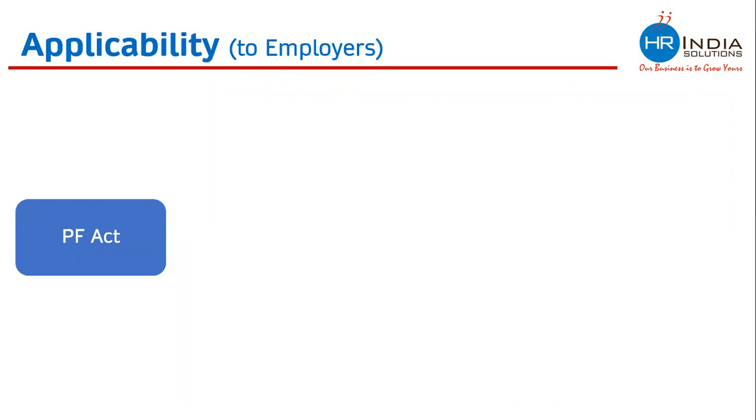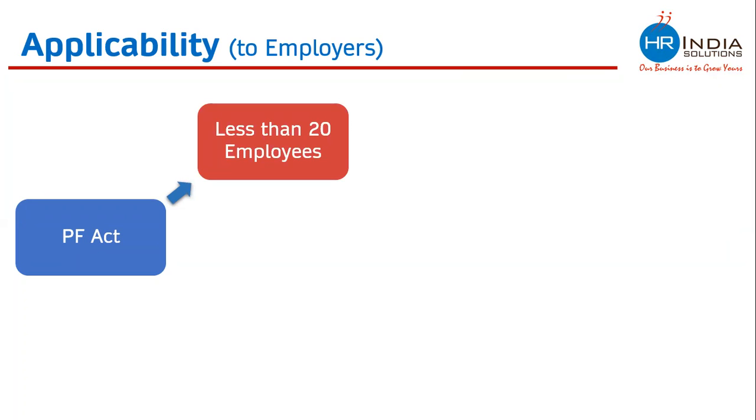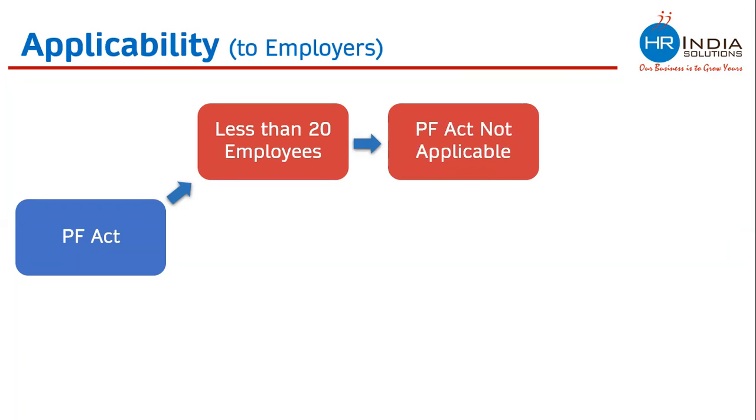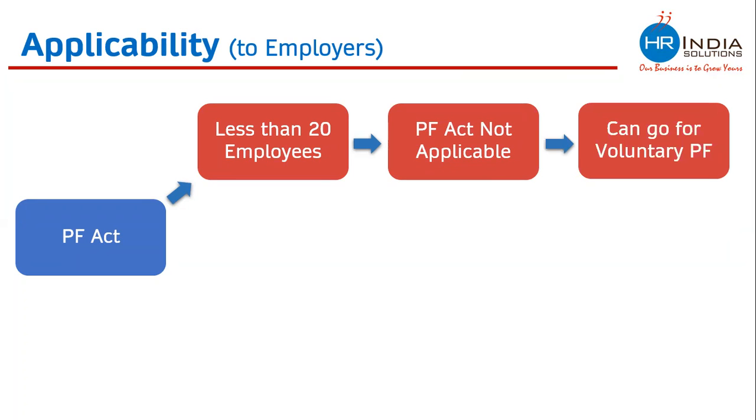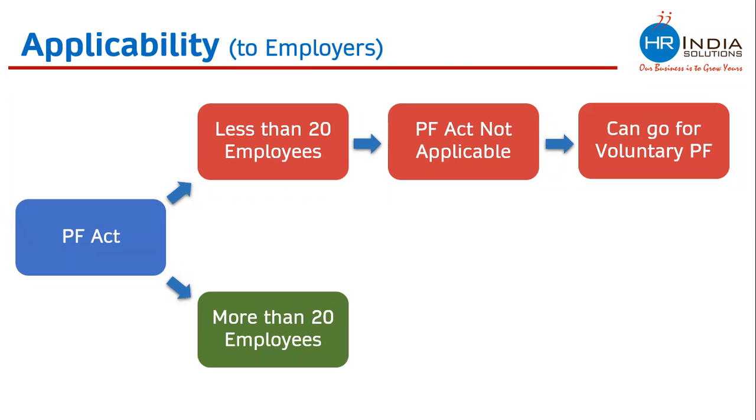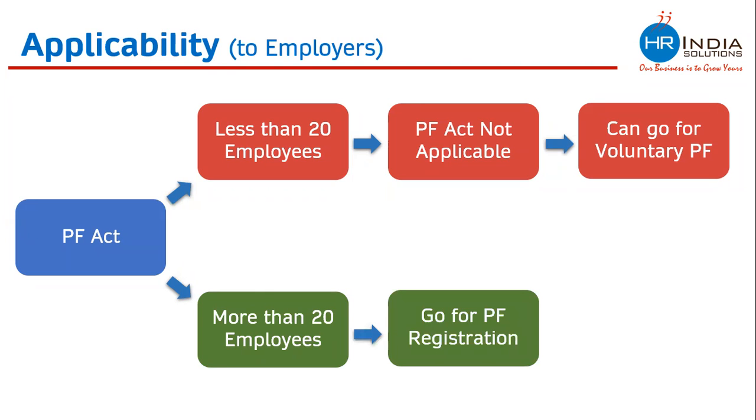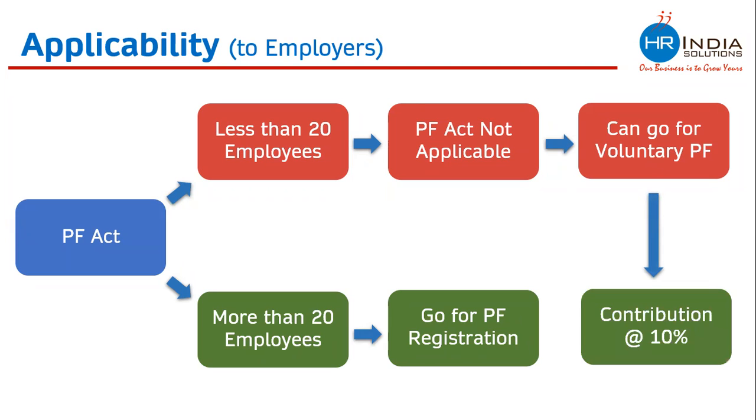We have seen applicability: to which companies this act applies, and which employees are eligible to get provident fund. If the company has less than 20 employees, the PF Act is not applicable, but the company can go for voluntary PF. Second, if the company has more than 20 employees, this act will apply and the company has to go for PF registration. All those companies who have opted to go for voluntary PF would be contributing provident fund at the rate of 10%. Any query on this, how this act becomes applicable?